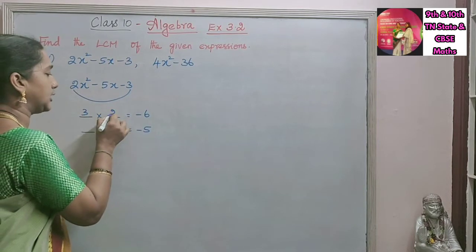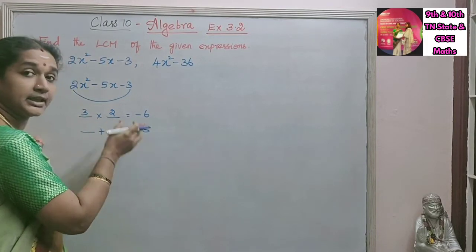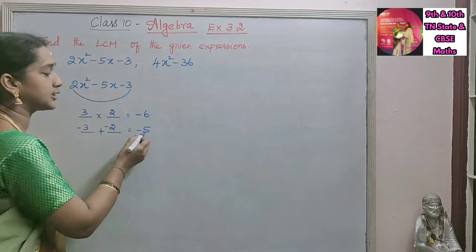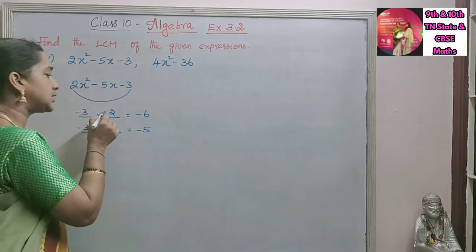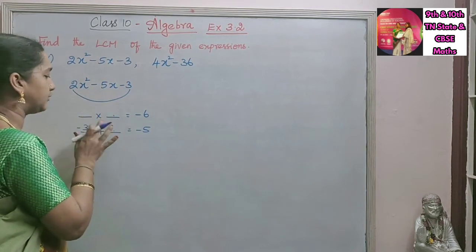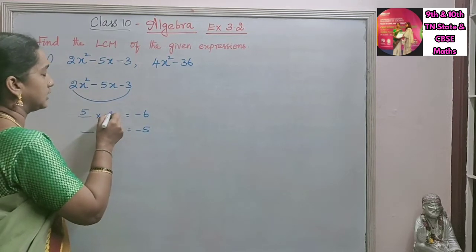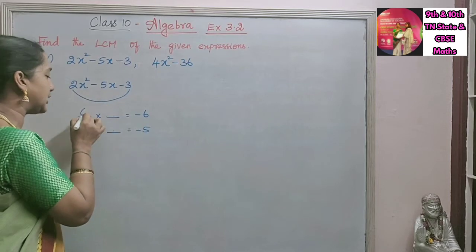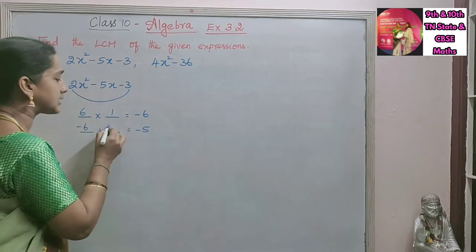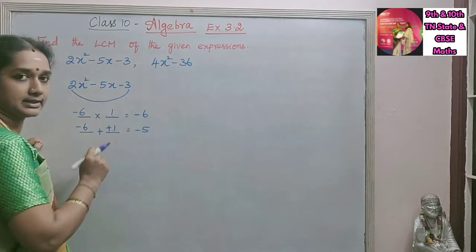If we take 3 and 2, 3 twos are 6. But if we add them, minus 3 minus 2 gives minus 5, while their product would be plus 6. So we cannot take 3 and 2. Instead, we will take 5 and 1. Now we need to get minus 6 as the product, so we take minus 6 and plus 1. 6 ones are 6, and minus into plus is minus, so the product is minus 6.